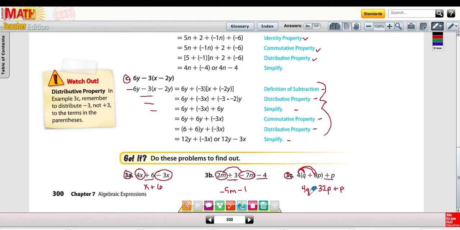Now that we've distributed, we can combine like terms. So I have 32p plus 1 more p. That's a total of 33p. And then the 4q, there's no sign out front, but we assume that that's positive then, right? Because we don't go around writing plus signs in front of positive numbers. It's just assumed that it is. So 33p plus 4q is my final answer for 3C.